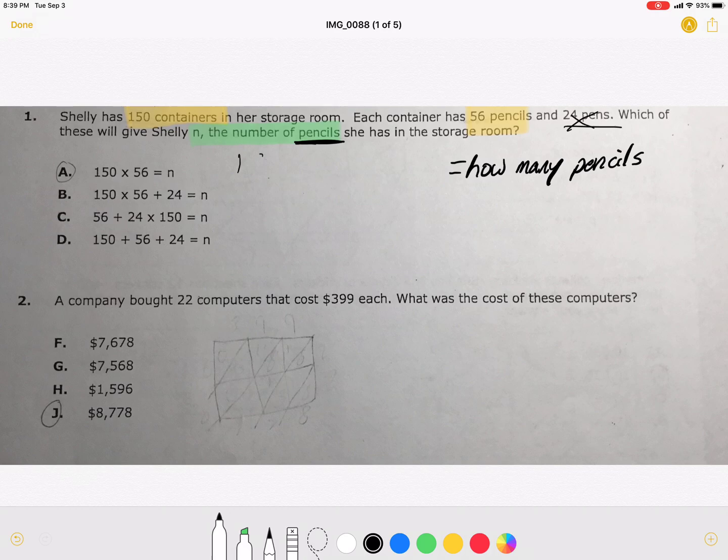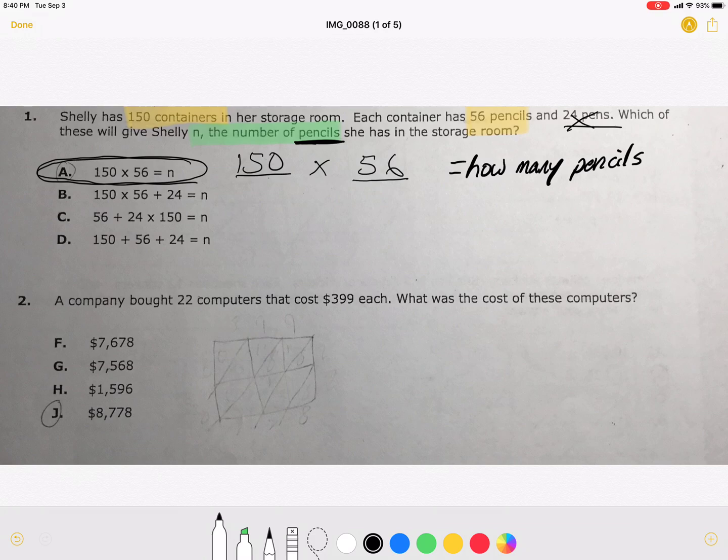We know that we have 150 containers, and there's 56 pencils in each one. So if there are 150 groups, containers, each group is 56, then that's our answer. 150 times 56. There we go.